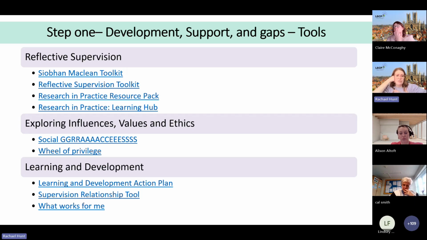So I don't know if people have seen some of these reflective supervision tools, but Siobhan McLean has lots of different approaches. Some of it is written reflection, but others are visual reflection. So we know people learn differently and people might like different models. They encourage reflection and thinking about learning and about how to move things forward. Also, something that's really, really important is exploring wider influences, values and ethics.